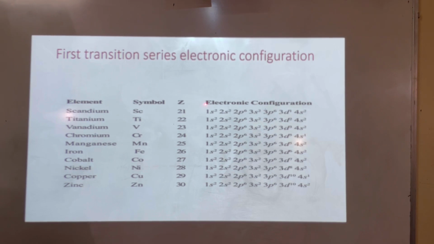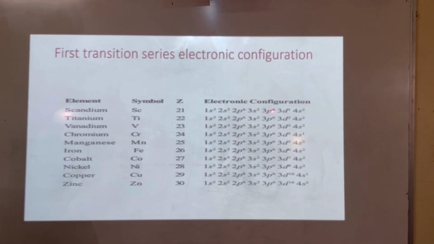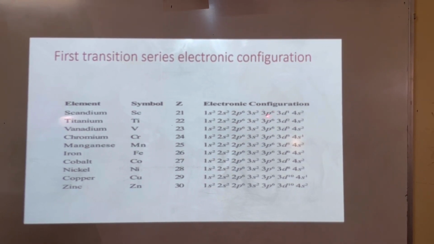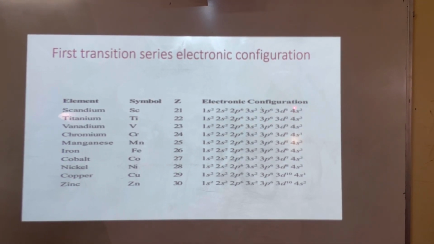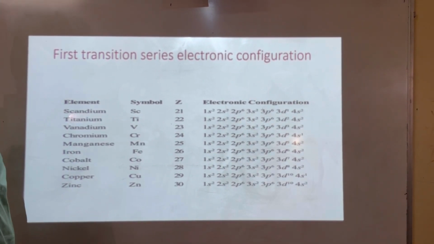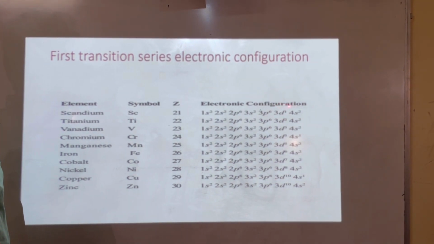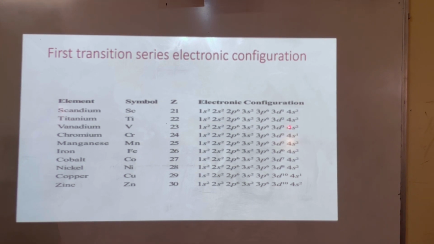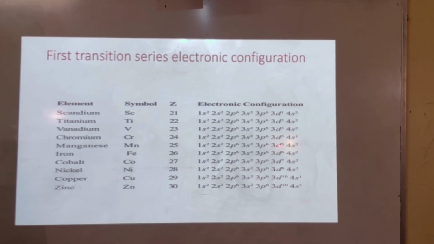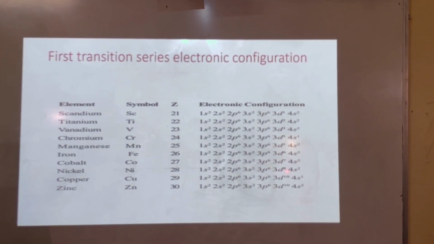So look, 1s2, 2s2, 2p6, 3s2, 3p6, that makes 18 electrons up to argon. Then 4s2, that is 20, calcium. Then the 21st electron enters 3d. So similarly 3d2, 3d3, 3d5, 5, 6, 7, 8, 10, 10.